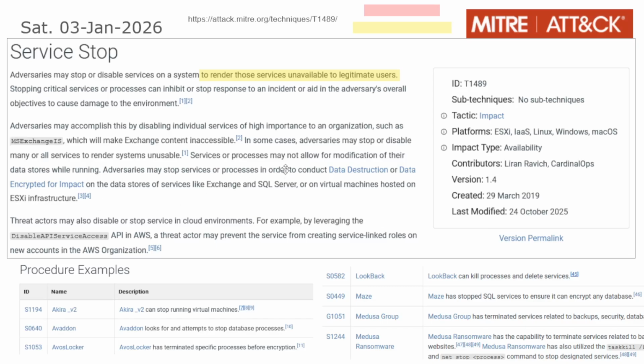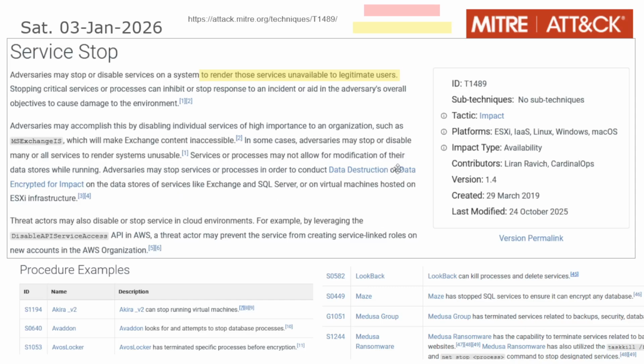Then a service or process may not allow for modification of the data stores while running. Yeah, that's obvious. So while a program is reading a file, you can't manipulate it. So you might want to stop the service. Again, a banking example. Then modify the database and restart the service. If the service is not able to recognize the change, there will be integrity issues.